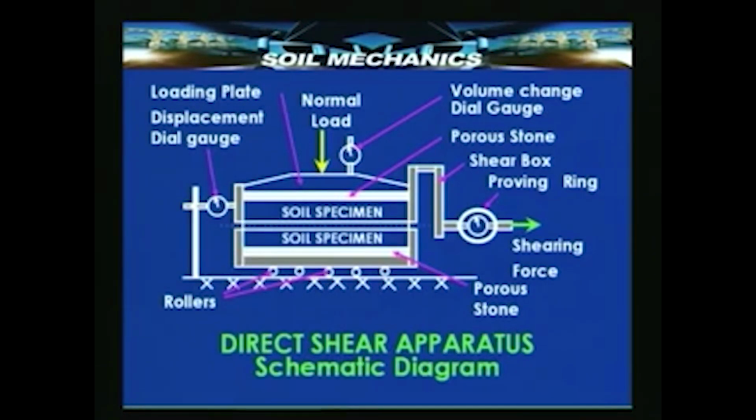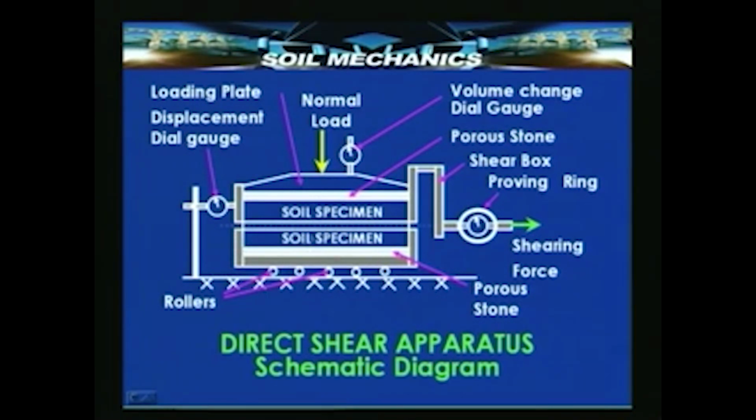So, if you remember, this was the basic schematic diagram of a typical direct shear apparatus. You can see there that there are 2 parts in this, the lower part and an upper part separated at the junction here like this, and the soil specimen is also a split specimen, and this specimen is sheared by applying a tangential load, a shearing force here.